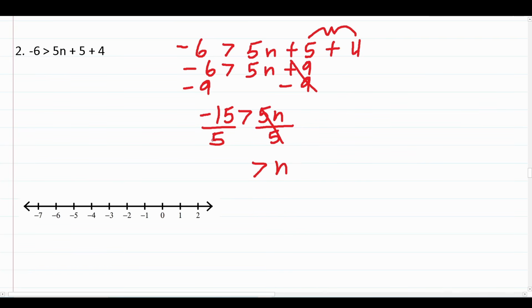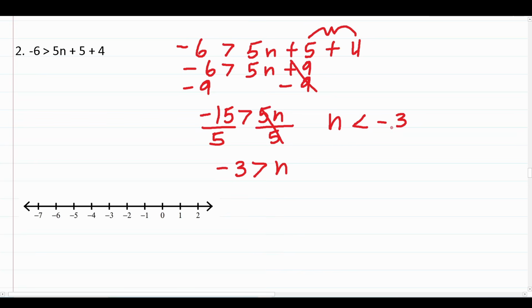Negative 15 divided by 5 is negative 3. All right, so this is kind of hard to read. So I like to write it with my variable first, which means it's going to look like this: n, and we can see that n is less than negative 3.